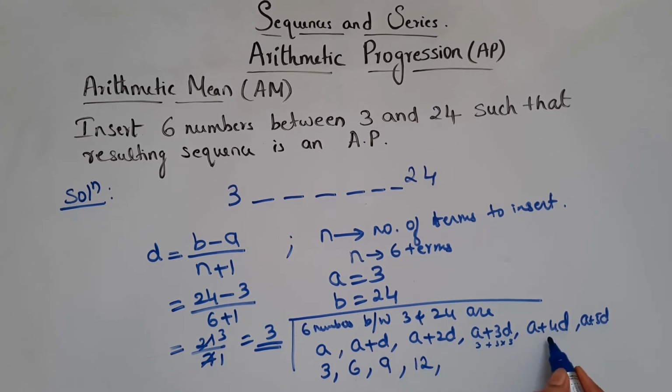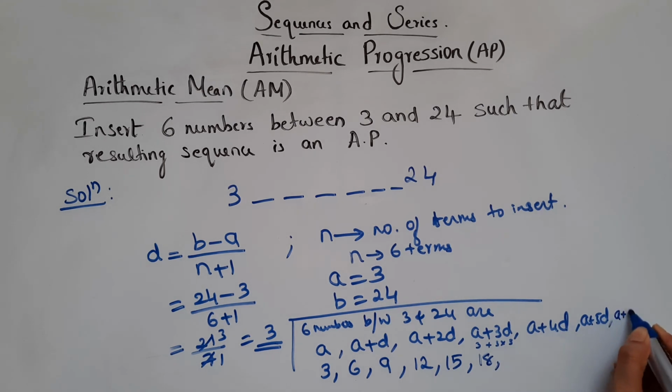Here if you see 3 into 3, 3 threes are 9, 9 plus 3 is 12. Then 4 into 3, 4 threes are 12, 12 plus 3 is 15. Here 5 into 3, d is 3, so 5 threes are 15, 15 plus 3 will give you 18. So what is the next number? a plus 6d. 6 into 3 is 18, plus 3 is 21.